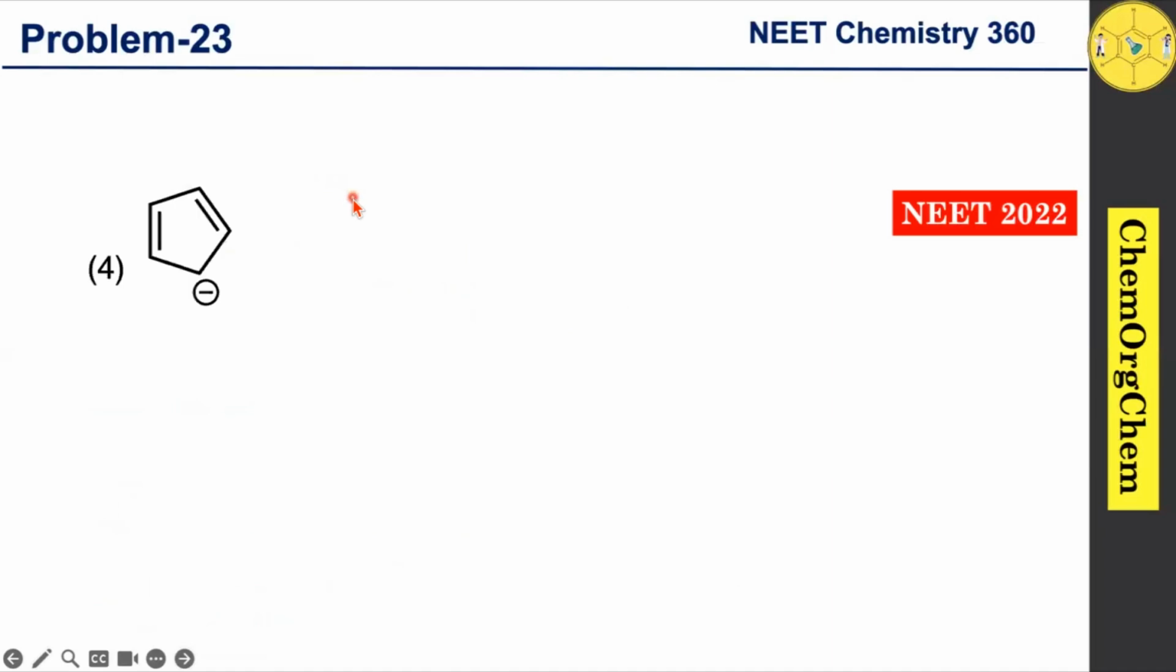So finally, let's examine our option 4. This is a 5-membered ring with two double bonds and one negative charge on the carbon atom. First, see, is this a cyclic compound or not? Yes, it is a ring, a cyclic compound. Next moving on, is it planar or not? Yes, it is planar. A 5-membered ring with a conjugated system tends to be planar or nearly planar.